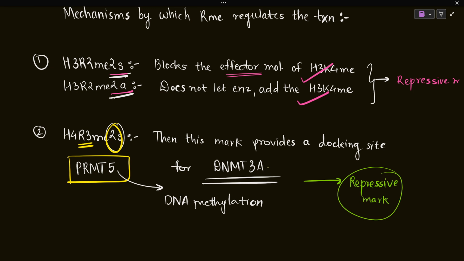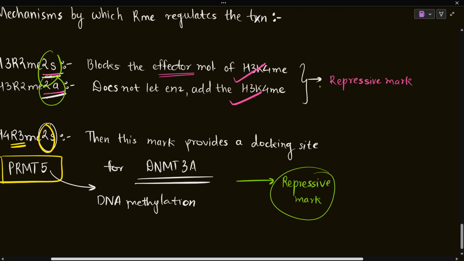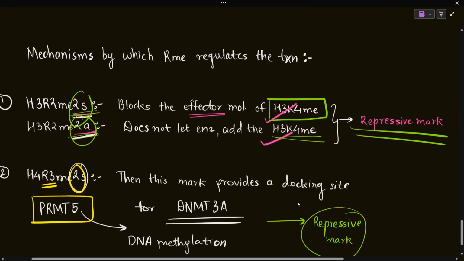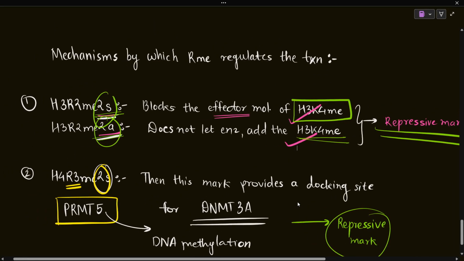There are other examples of arginine methylation which can be an active mark, but it all depends on whether it is symmetric or asymmetric methylation. In this example, both of them are repressive marks. They are not letting the H3K4 methylation mark, which is an active mark, work, but the mechanism is different. The symmetric one is blocking the effector molecule, while the asymmetric one is not letting the K4 residue get methylated. So this is how arginine methylation is also important. With this, we are done with the histone methylation part.